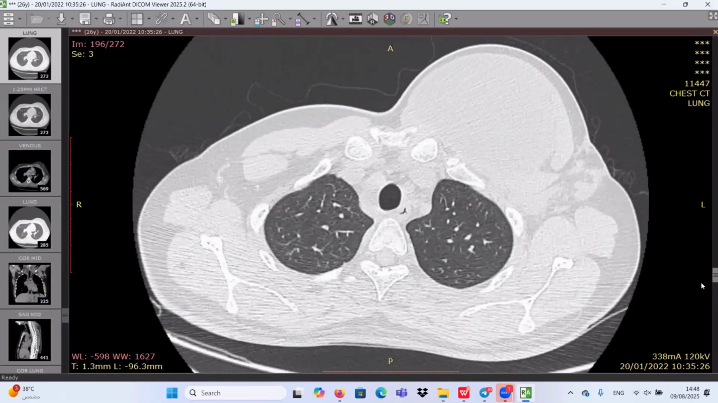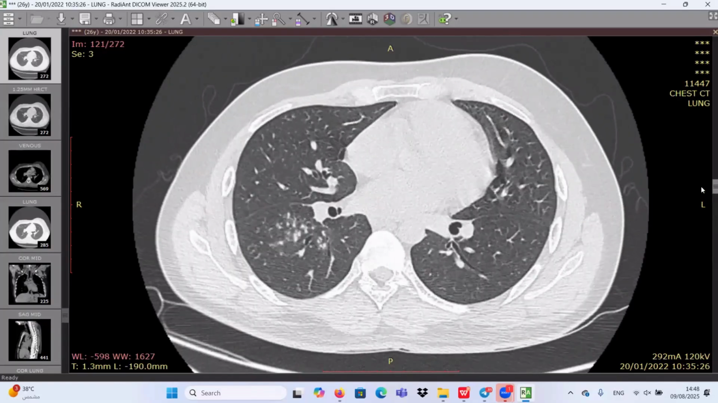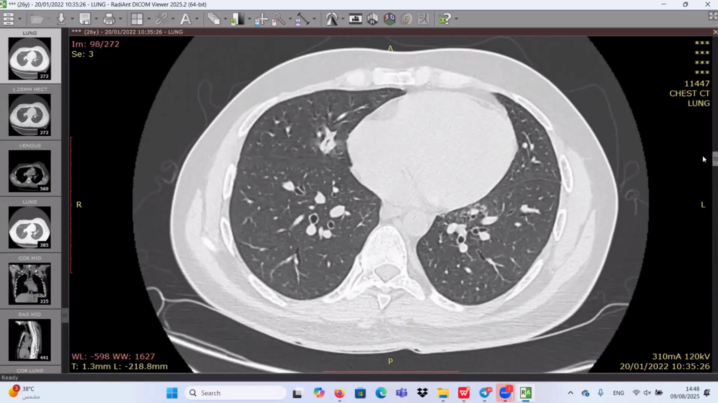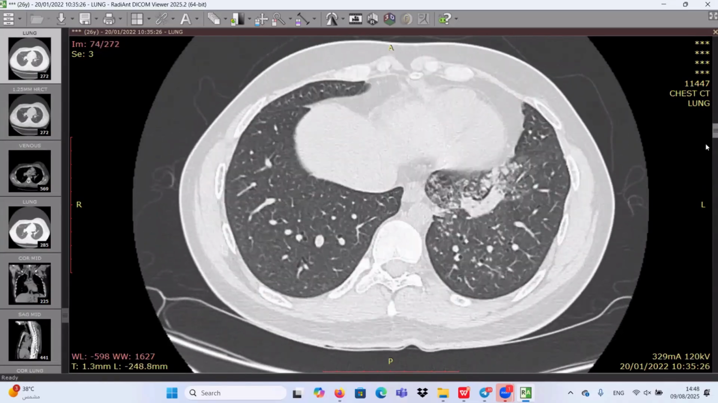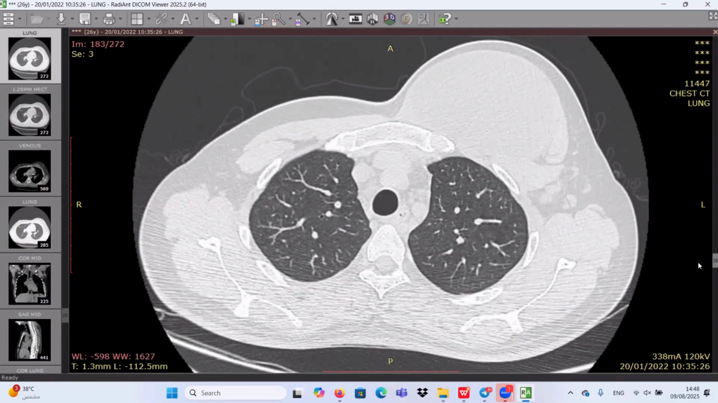I will advise sputum AFB test and advise Mantoux test for acid fast bacillus, and start anti-tubercular therapy accordingly. Very nice.